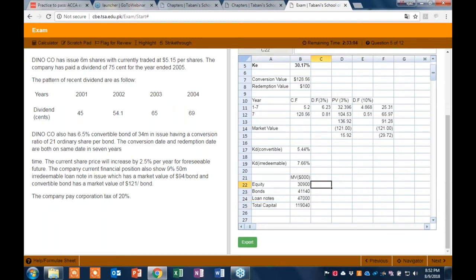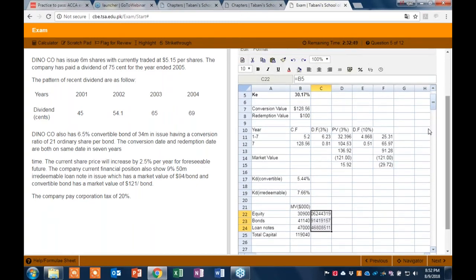Now we'll just write the costs here. Firstly, we have cost of equity. Then we have 5.44. Then we have 7.66. Let's change the format. And then let's multiply.